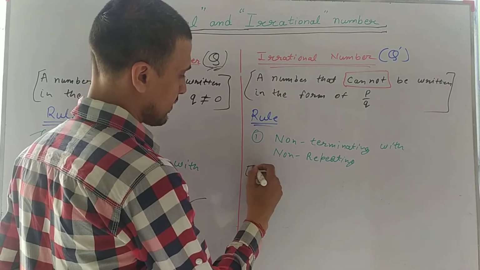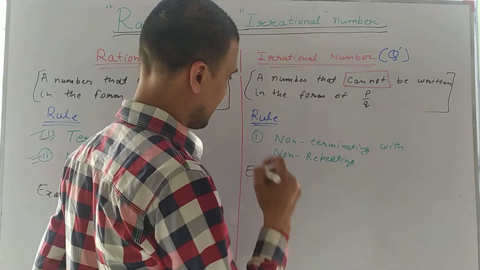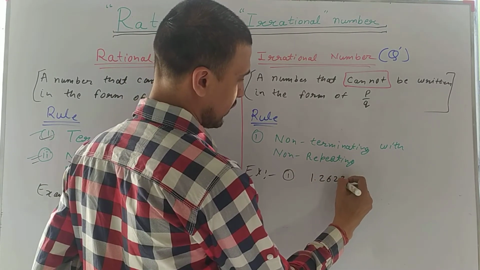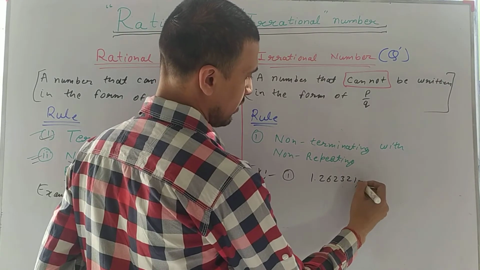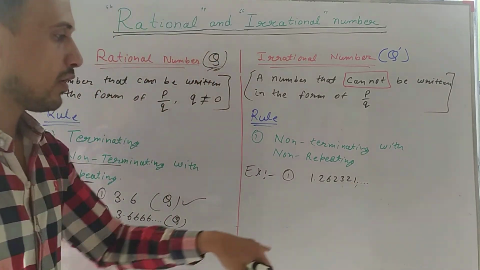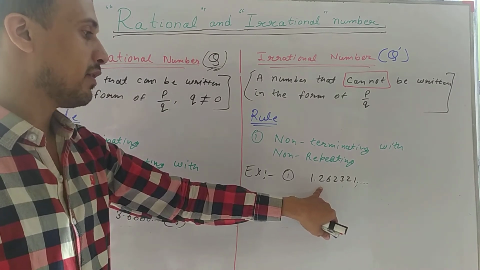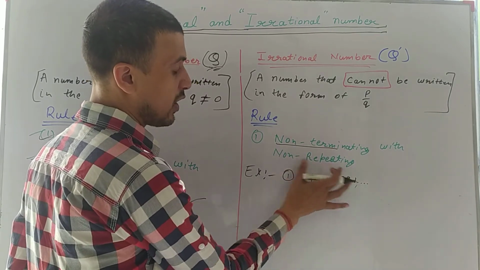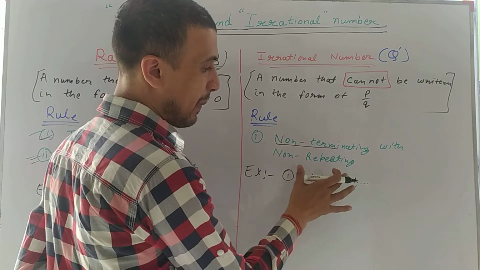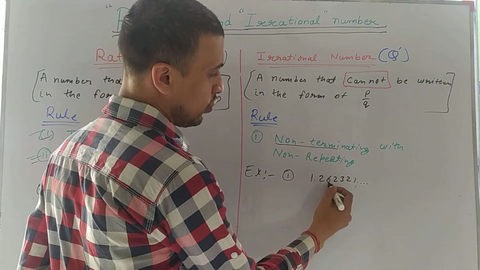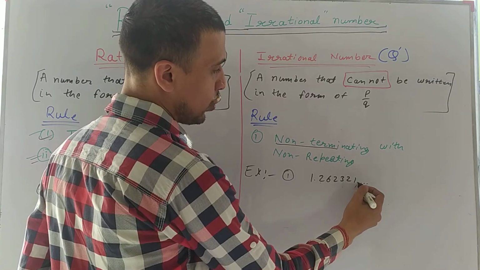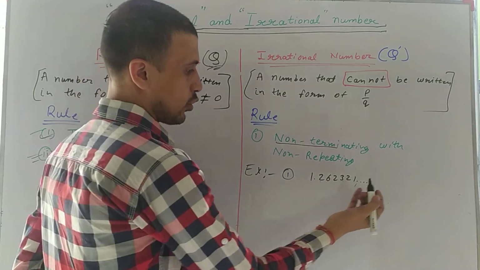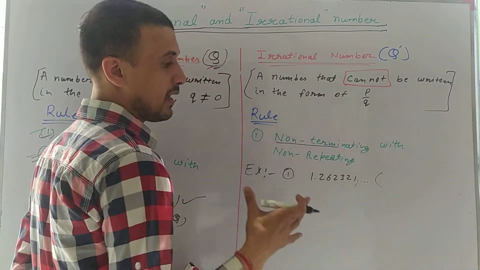Now move on to irrational numbers. Let us take an example and classify it. I have taken the example 1.26231 and so on. Now try to see, after the decimal there is dot dot dot, so it is non-terminating, and non-repeating. The pattern is not here: 2 6 2 3 1 and so on. There is no particular pattern. Clear? So we can say that repetition should be in a pattern, right?